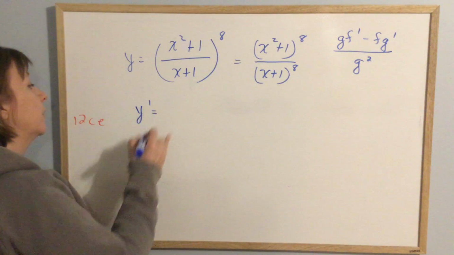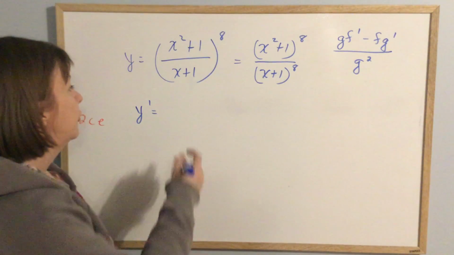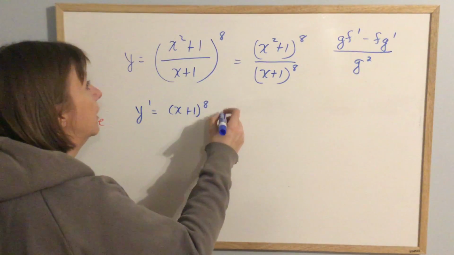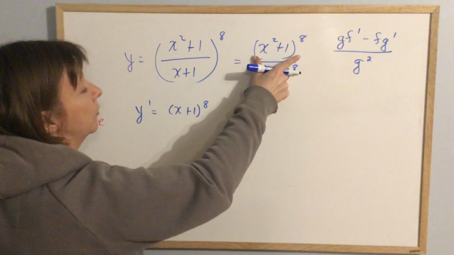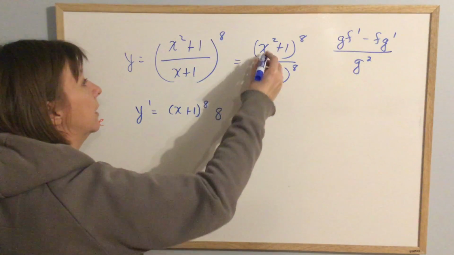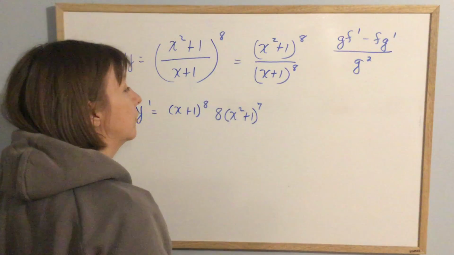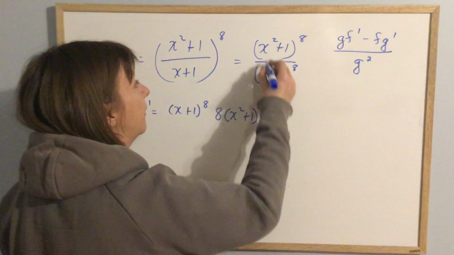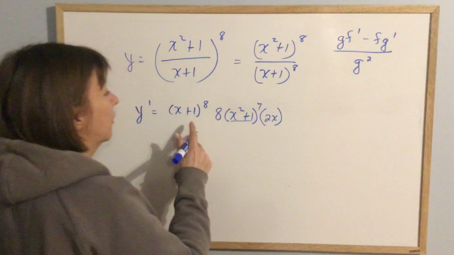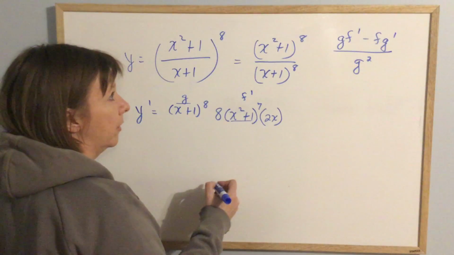So if I'm going to do the derivative of that, what's on the top is f, what's on the bottom is g. So leave g alone. x plus 1 to the 8th. Do the derivative of f, but to do the derivative of f, I have to do the chain rule. I have to bring the 8 down in front. I have to leave the inside alone. I have to decrease my exponent by 1. And then I have to do the derivative of this inside, which would be 2x. So that is the g f prime part.